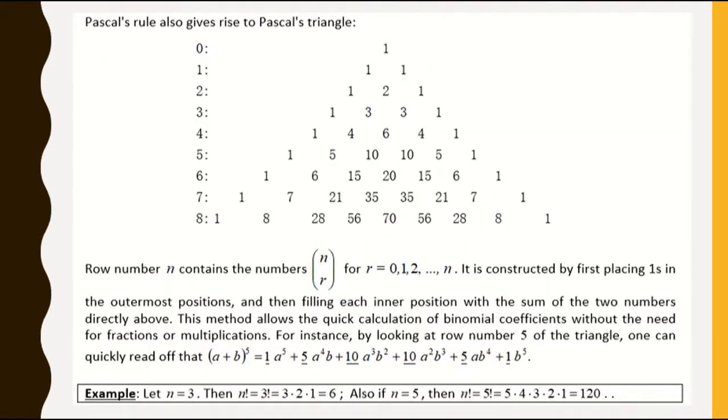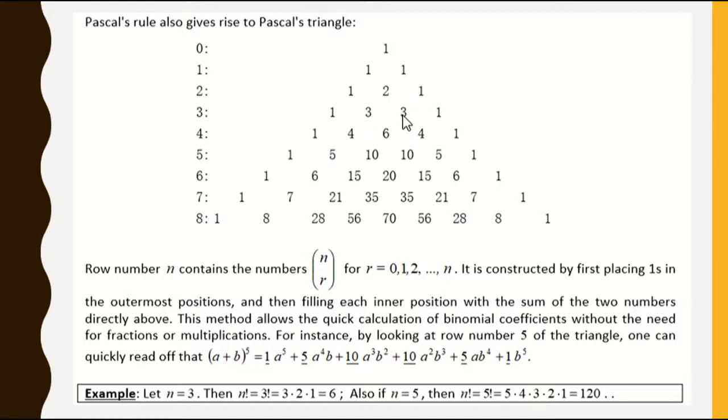Pascal's rule also gives rise to Pascal's triangle. Okay, class, so this is the Pascal's triangle. From what we observe, all the numbers on the outside of the triangle are 1. Then 1 plus 1 is 2. Here, 1 plus 2 is 3.